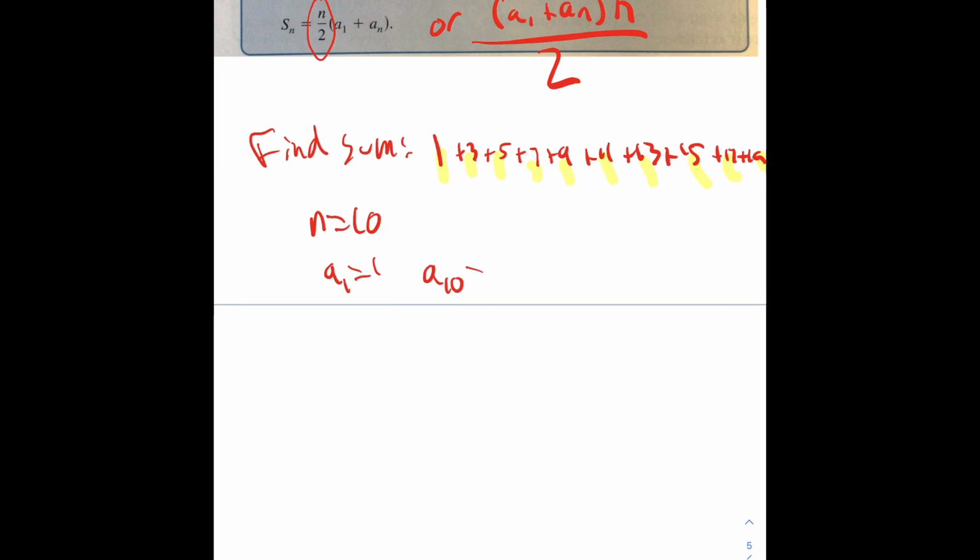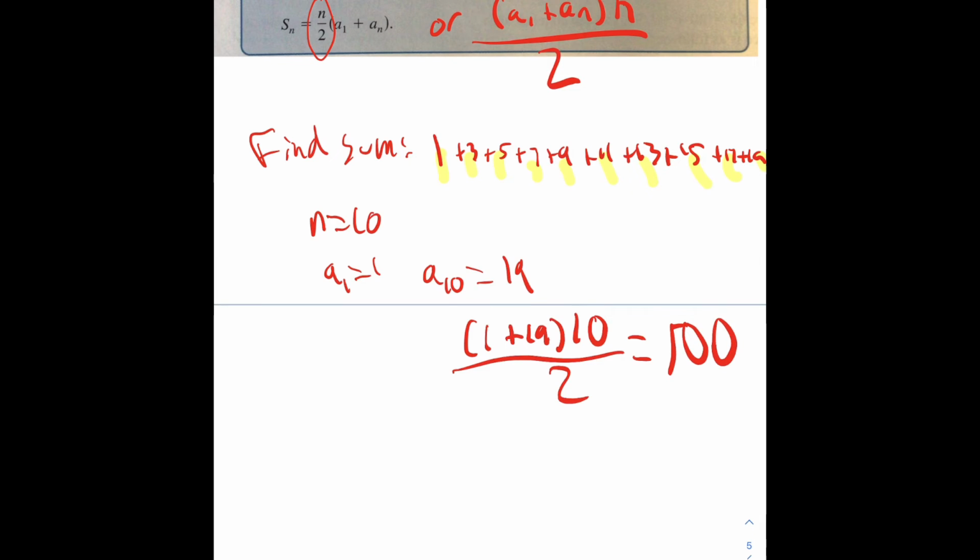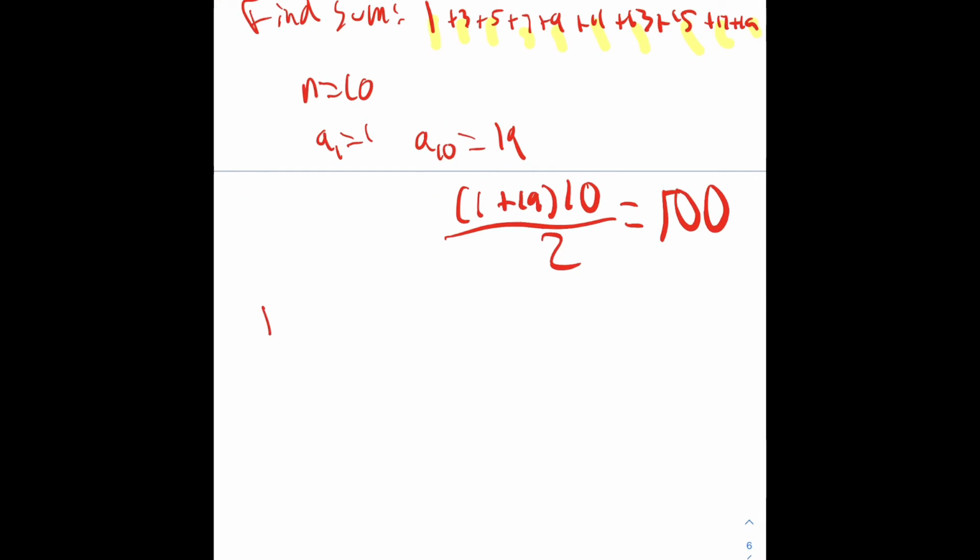My first term is 1. My 10th term is 19. So I'm going to plug those in and say 1 plus 19 times 10 divided by 2. That's going to give me 20 times 10 is 200, divided by 2 is 100.